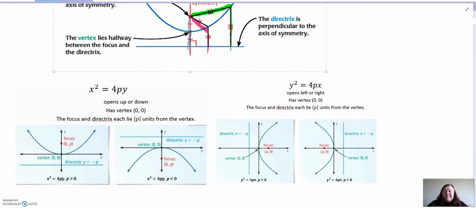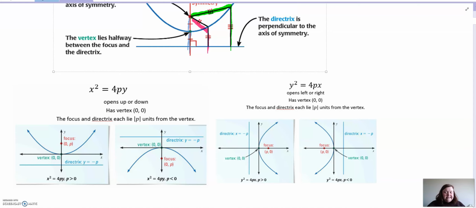Now over on the right, this is something new. We're opening left or right. So these are not functions, because this would fail the vertical line test, since a vertical line would go through the graph more than once. So our equation here, y squared equals 4px, is going to be a parabola that opens left or right. And for today, our vertex is going to be centered at (0, 0). Later on in the unit, we'll move into translating our parabola somewhere else on the graph. And then our focus and directrix also involve p. Focus this time is (p, 0), and our directrix is x equals negative p.